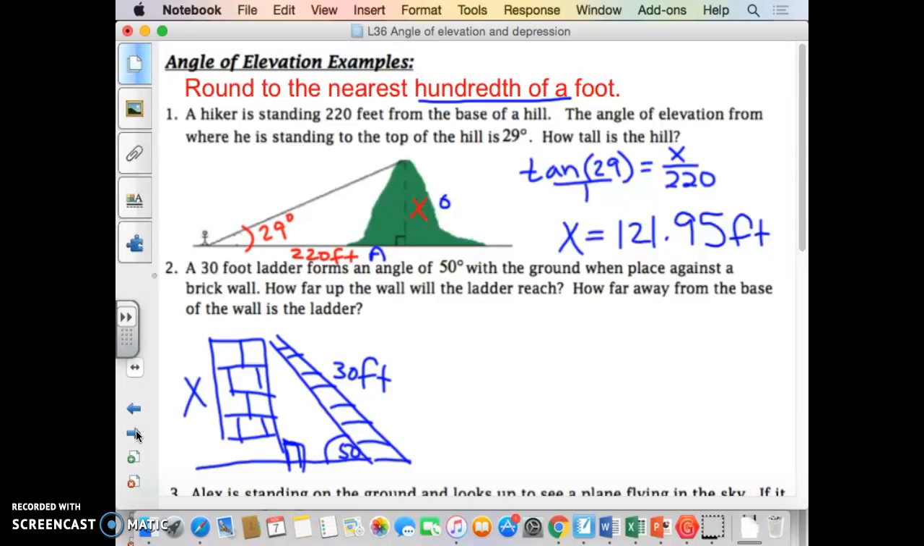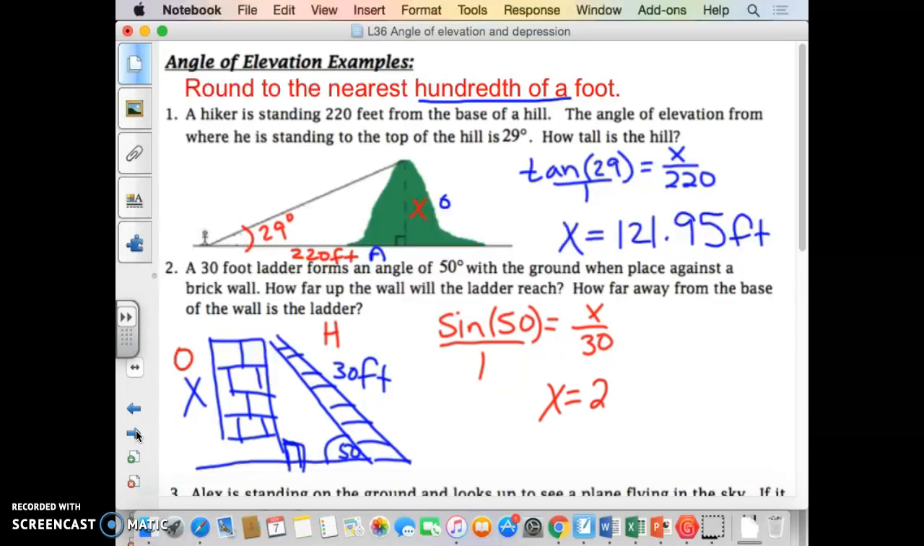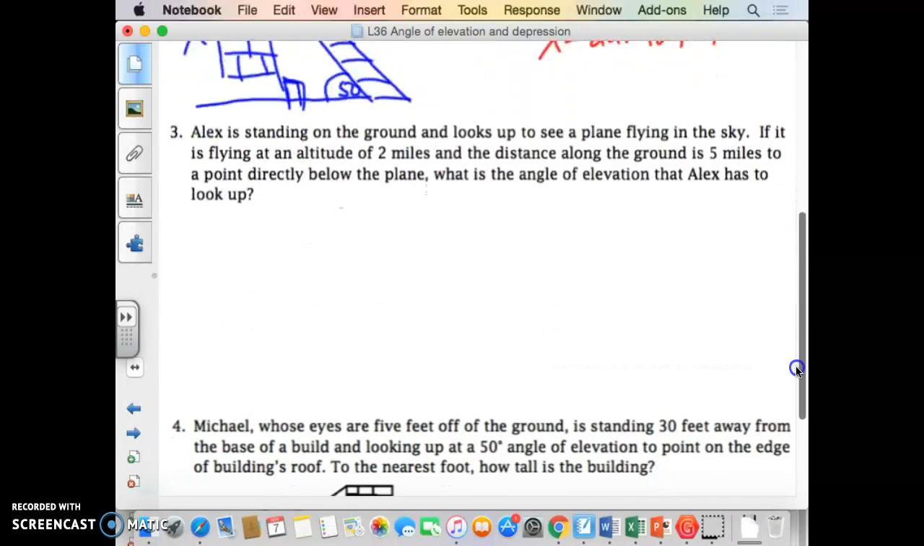All right, so now let me label my sides. I'm looking from here, so this is opposite. This is hypotenuse. So this is going to be sin 50 equals x over 30. I'm going to put my 1 under here. So this is a cross multiplication problem. So I can see that x times 1 is 1x. So this is going to be multiplication. So I'm going to literally type in sin 50, close my parentheses, times 30, hit enter, and I should get x equals 22.98 feet. Hopefully this is getting a little bit clearer.